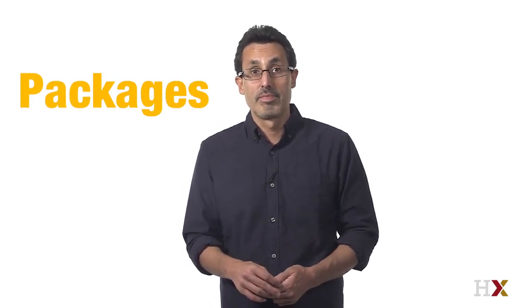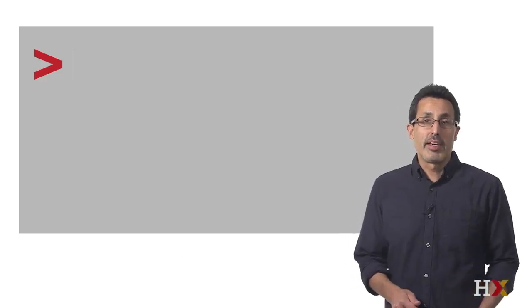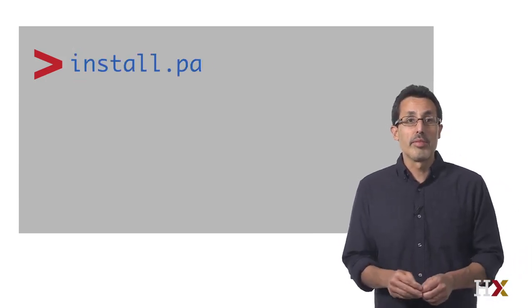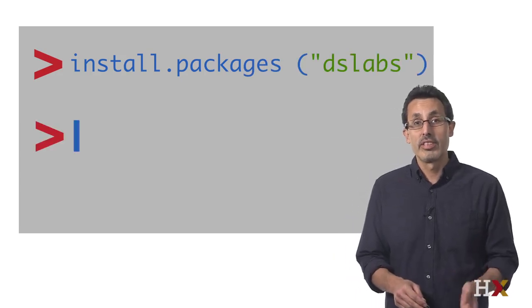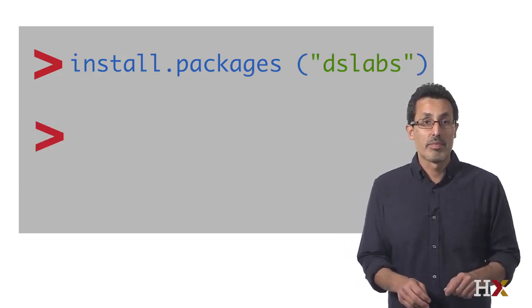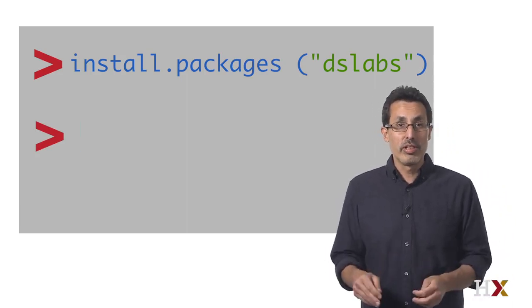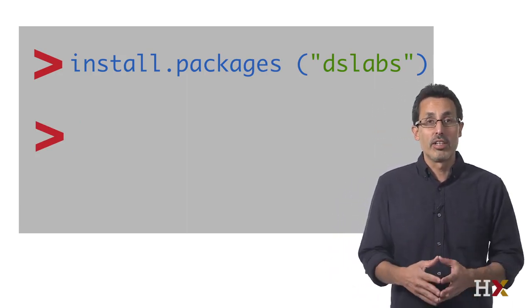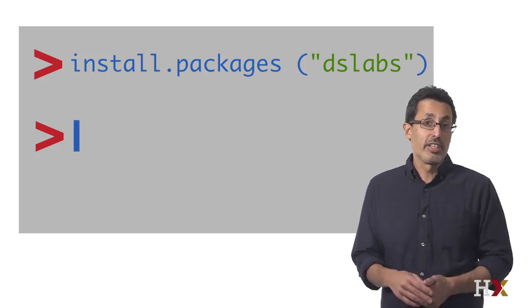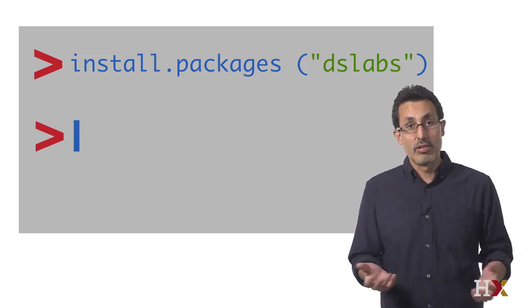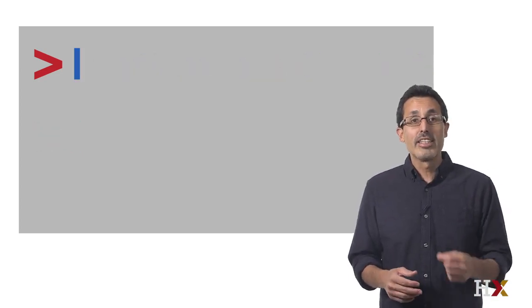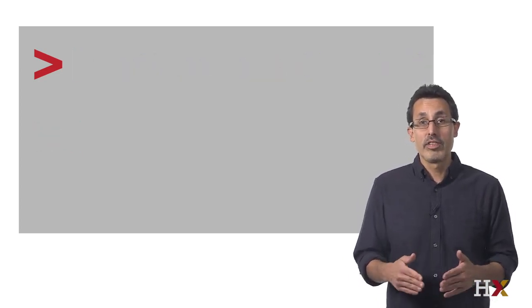R makes it very easy to install packages from within R itself. For example, to install the dslabs package, which we have created specifically for this course, and which we use to share data sets and code related to the course, you would type install.packages, parentheses, and in quotes, dslabs. Then you close the parentheses. Once you hit return, R will automatically install this package, assuming you're connected to the internet. You need to be connected to the internet to download the package and install it. IDEs usually provide a graphical user interface that facilitates package installation.